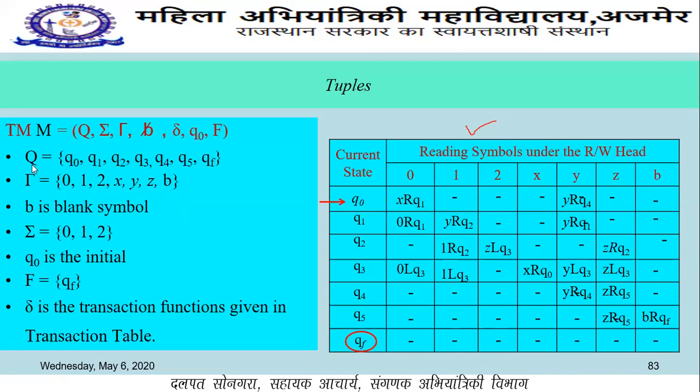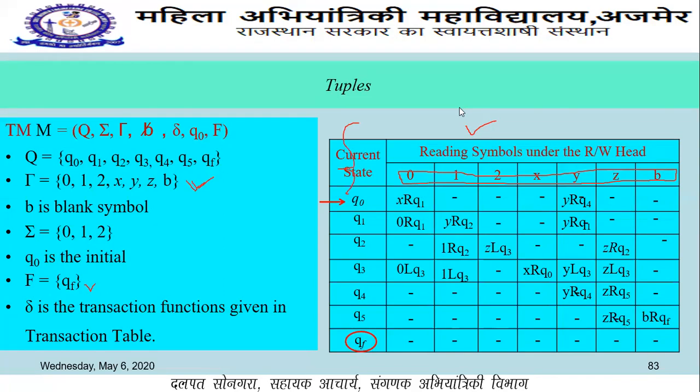This is the set of states, and this is the tape symbols. The tape symbols are 0, 1, 2, x, y, z, and blank, because these are on the tape and used for reading purposes at the input tape. Of course, B is the blank symbol, sigma is 0, 1, q0 is the initial state, and qf is the final state. And the transition function in the form of a transition table is given like this. So these are the tuples.